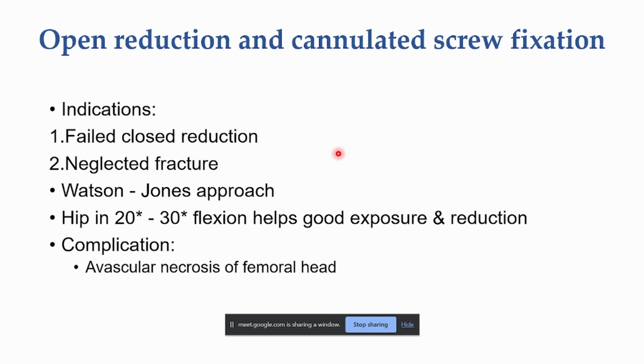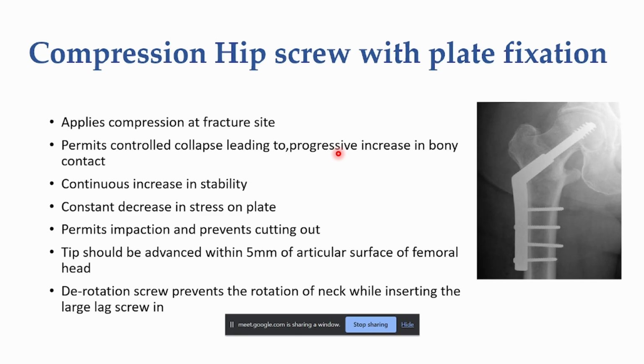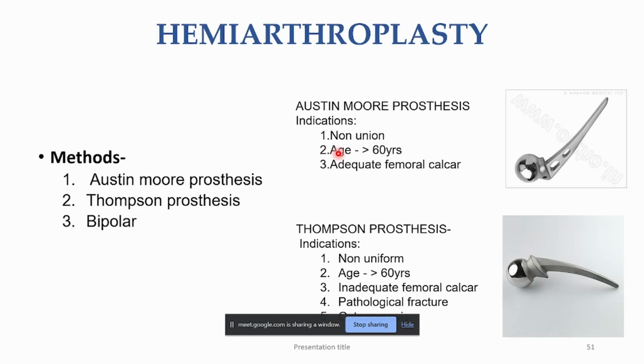Now, open reduction and cannulated screw fixation. This technique is basically used when the closed reduction technique fails and when there is a neglected fracture. Now, compression hip screw with plate fixation. It works by applying compression at the fracture site. It permits controlled collapse, leading to an increase in bony contact. Therefore, it provides extra stability, and there is a constant decrease in stress on the plate.